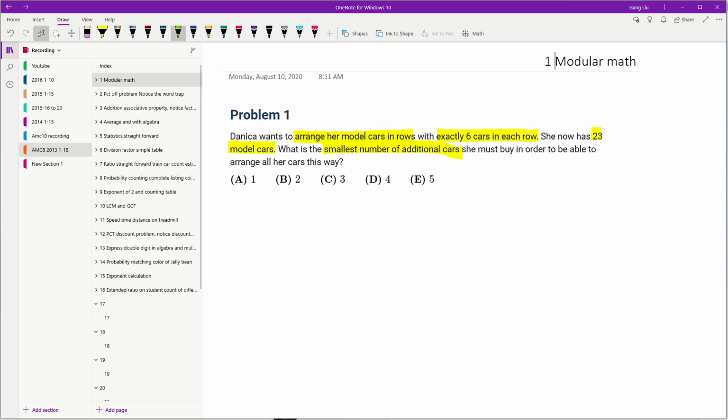For this problem, because we have 23 divided by 6, that's going to be quotient 3 and remainder 5. So if we add one more car, we will be having 4 rows of cars evenly divided.